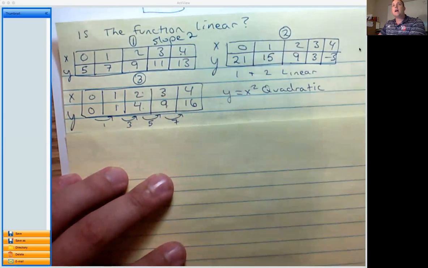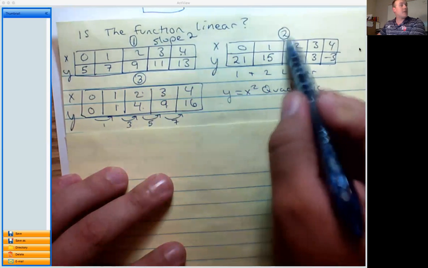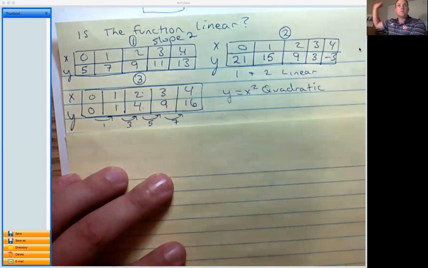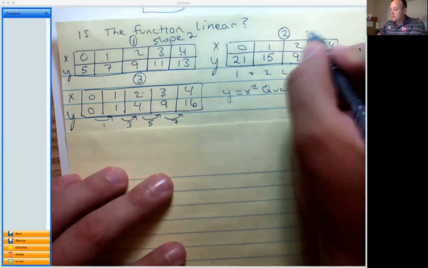Gracie, could you help us figure out what the slope is for question 2? Slope is negative 6.